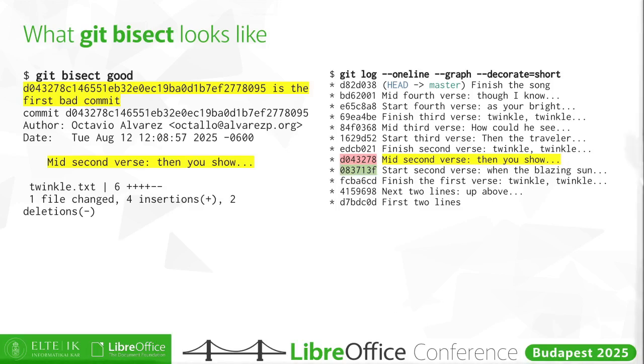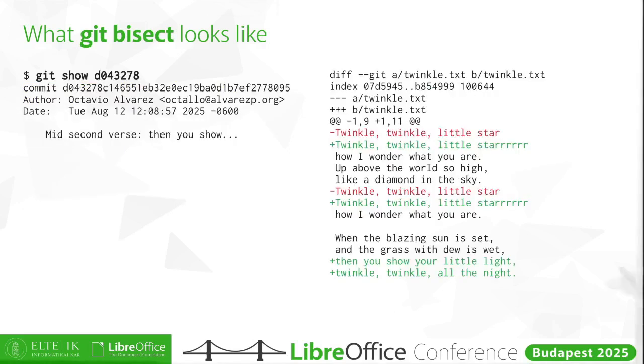And git bisect just says, hey, this one is a bad commit. D0432, this one is the first bad commit. And if we do git show, we can see that that's exactly where I introduced the change. All right? So that's git bisect, regular bisect. It works on a source code repository, easy peasy. Just halving and halving and halving until we get to the commit that we need.